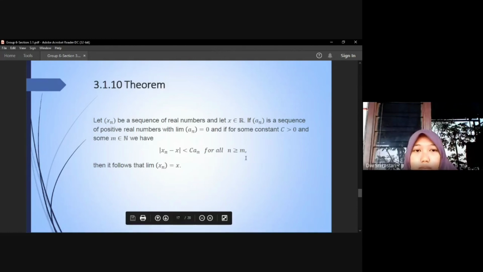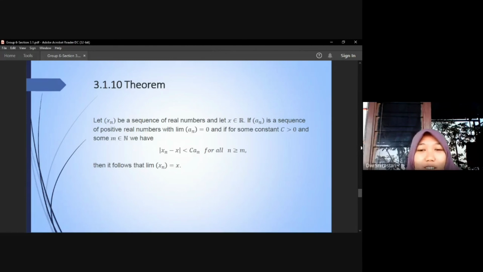For Theorem 3.1.10, let (xn) be a sequence of real numbers and let x be a real number. If (an) is a sequence of positive real numbers with limit of an equal to 0, and if for some constant c greater than 0 and some m in the natural numbers, we have absolute value of xn minus x less than or equal to c times an for all n greater than or equal to m, then it follows that limit xn equals x.